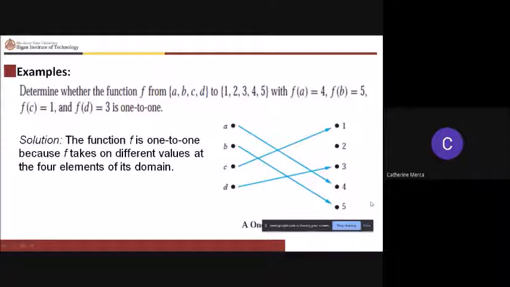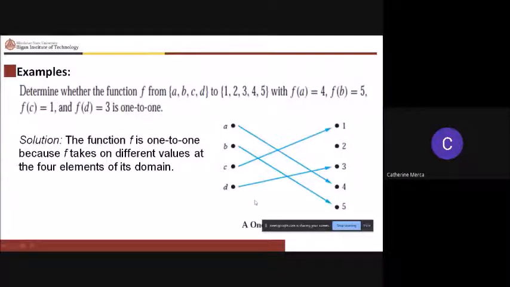And what is the range? Mali. 1, 3, 4, 5. Yes. So, ang codomain is 1, 2, 3, 4, 5. Pero ang range is 1, 3, 4, and 5 only. Okay? Kasi ang range? Katong nalay pares.